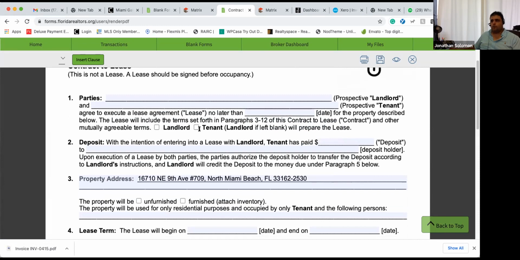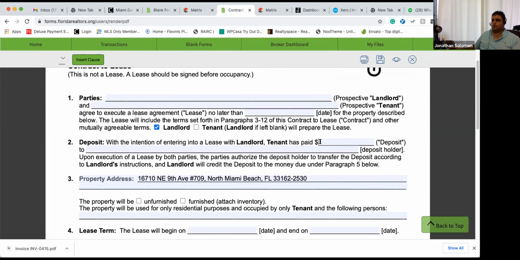The next part would be who's going to prepare the actual lease. Most of the time, landlords are the ones to create the lease, meaning the listing agent, the landlord's agent is going to be the one to prepare the lease. And the reason is the landlords are the ones setting the terms. And most of the time, the tenants are the ones accepting the terms. So the landlord is going to prepare the lease, and the tenant is going to accept the terms of the lease.